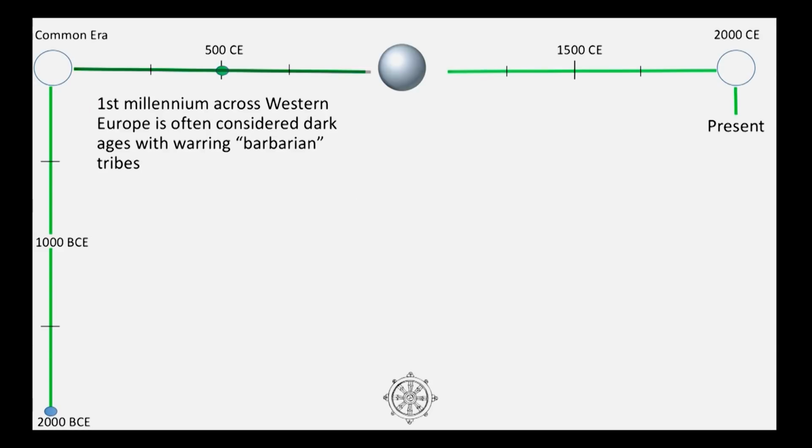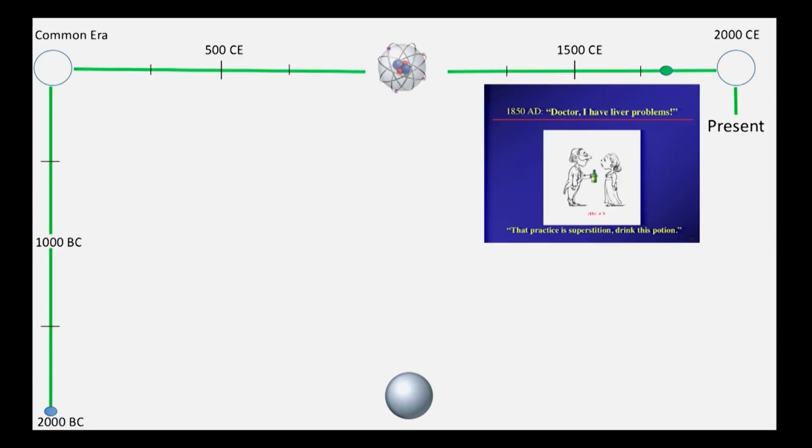And so the first millennium associated with the Western world was kind of the Dark Ages. The Greek civilization was destroyed, and we had barbarians attacking one another. When we think of our modern Western science, it's actually in the latter part of the second millennium. So this is our next slide: doctor, I have a liver problem, and it says that practice you've been following is superstition. You need to drink this potion.